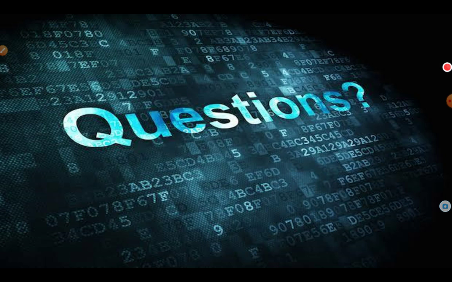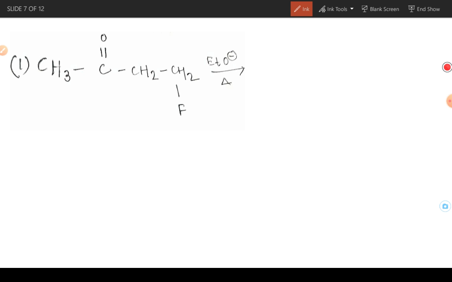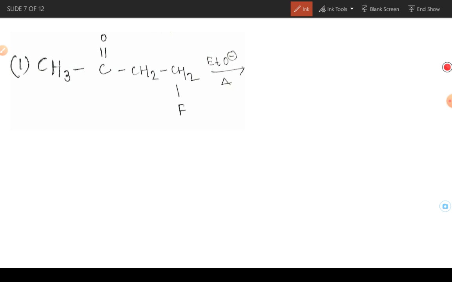So this is question time now. So let's begin the questions and understand deeply what is E1CB mechanism. I have brought to you two questions today. I hope these two questions will help you in understanding this E1CB mechanism. So let's see first. This is a really good ketone. It is a very long chain ketone. So this will help us to understand E1CB mechanism very easily.